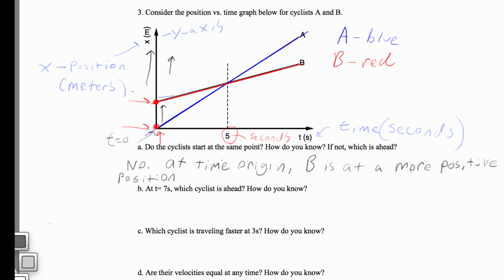It would probably be nice if I made that dot blue. So at the time origin, B is at a more positive position. So that's a fine answer.